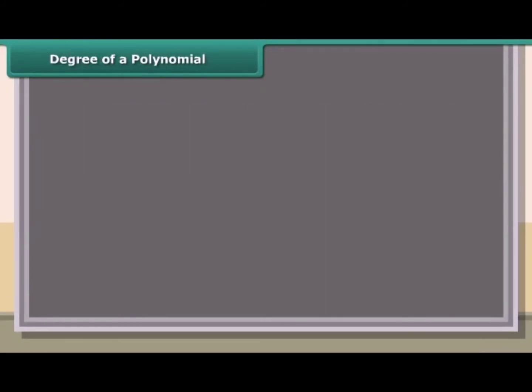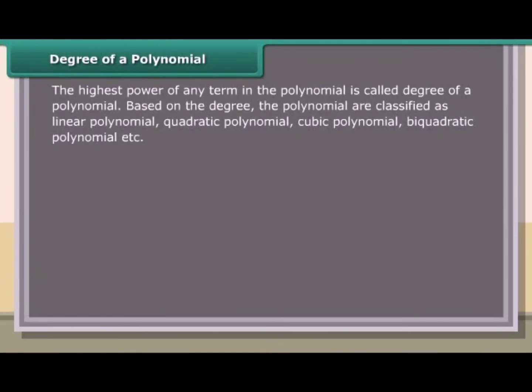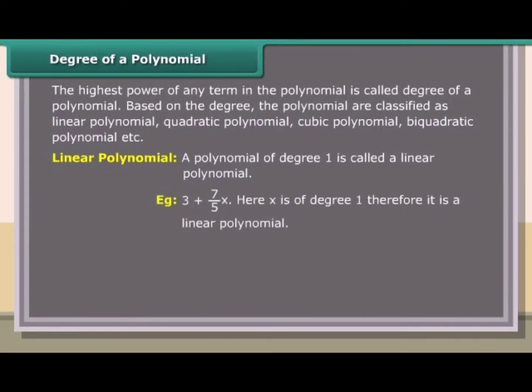Degree of a polynomial. The highest power of any term in the polynomial is called degree of a polynomial. Based on the degree, the polynomials are classified as linear polynomial, quadratic polynomial, cubic polynomial, biquadratic polynomial, etc. Linear polynomial. A polynomial of degree 1 is called a linear polynomial. Example, 3 plus 7 upon 5 x. Here x is of degree 1, therefore it is a linear polynomial.